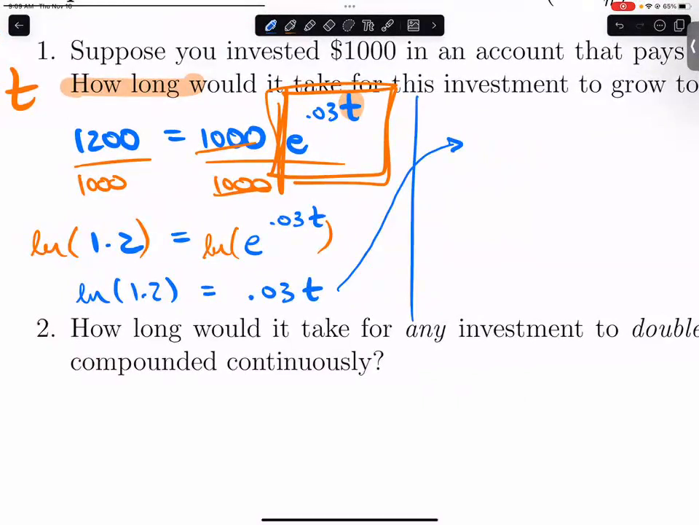The natural log of 1.2 is just some number, right? It's messy, it's some decimal thing if I use a calculator to find it, but it's just some number. So I've got 0.03 times t is equal to some other number. How do I solve for t then? Divide. Divide by 0.03.